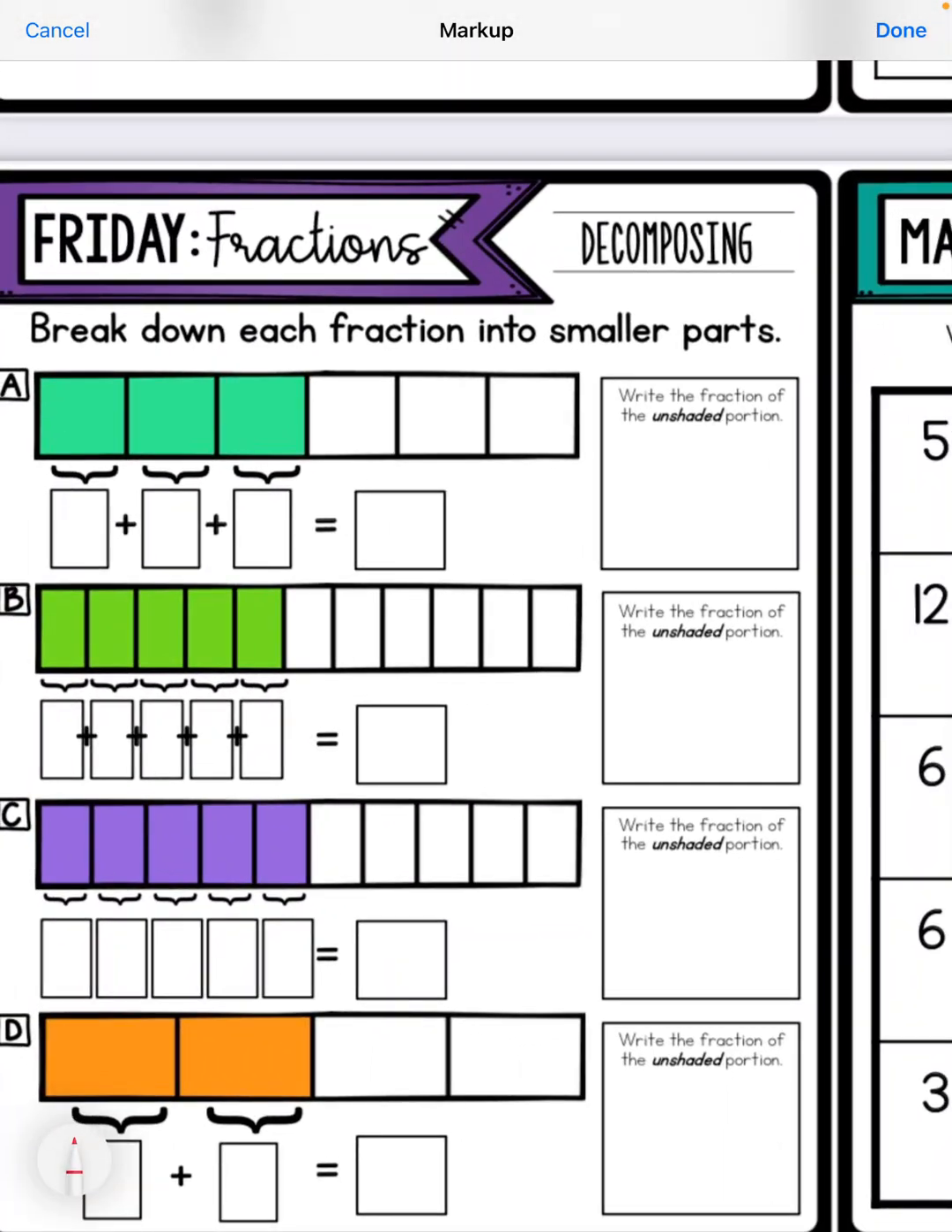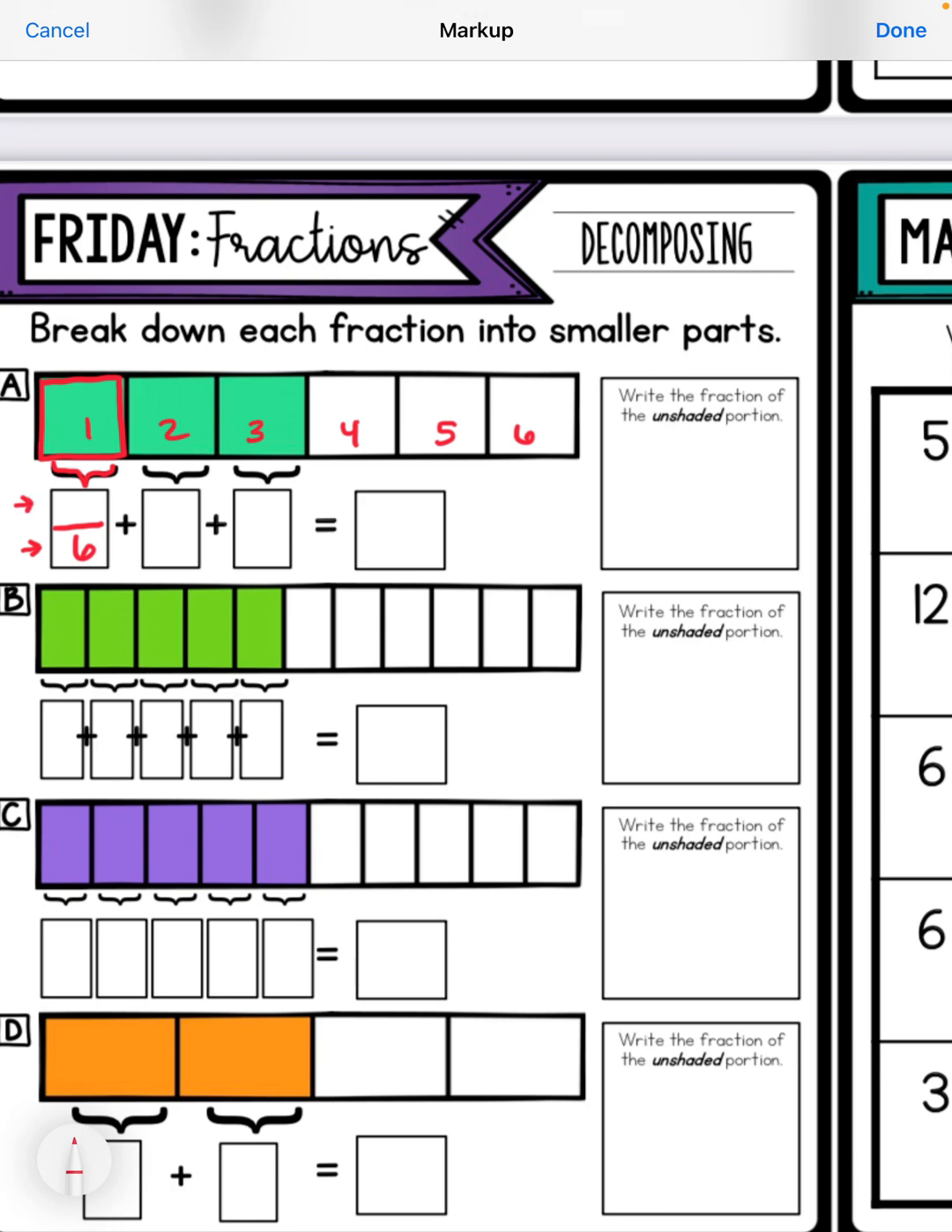It says break down each fraction into smaller parts. So this arrow is wanting to know what is this piece equal to in the fraction? Well, I know the denominator, the bottom number, is how many parts there are total, shaded in or not shaded in. So 1, 2, 3, 4, 5, 6. There are 6 parts total.